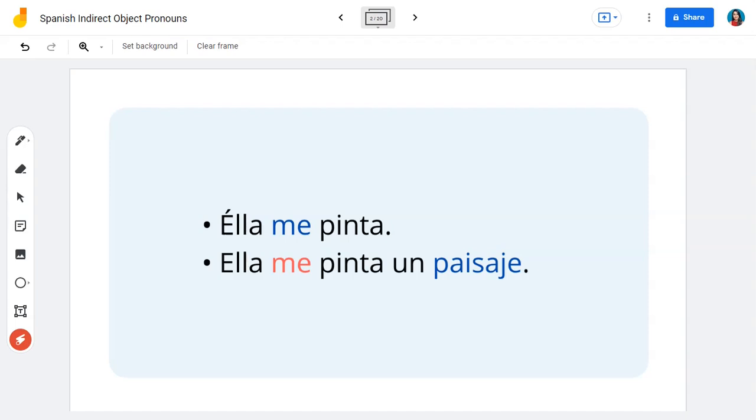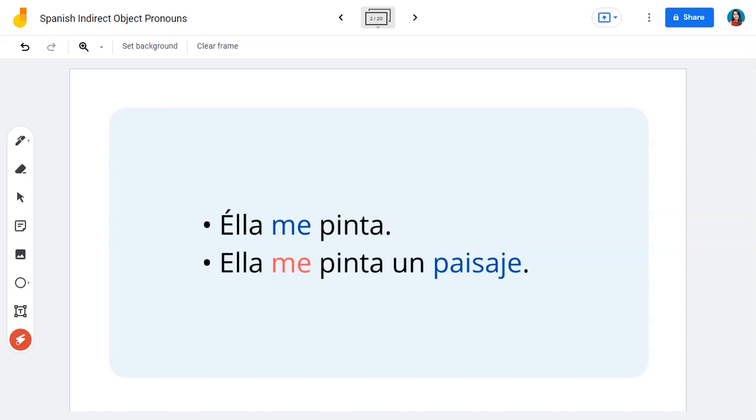In the second example, let's ask ourselves the same question to find out what the direct object is. She paints what? Oh, un paisaje, a landscape. Do you remember when an indirect object is used? Oh, we use them to identify or to express for whom or for what something is done. So, ella pinta qué? She paints what? Oh, a landscape, un paisaje. For whom? For me. So, me, which means me in English, is the indirect object pronoun of the sentence.